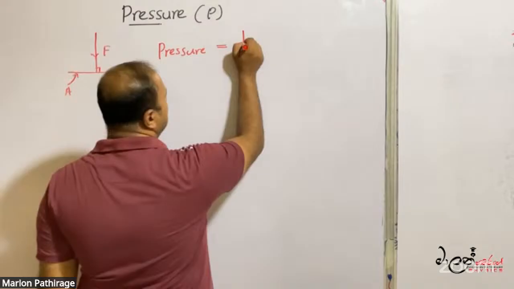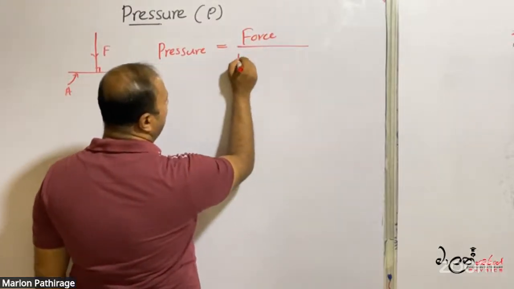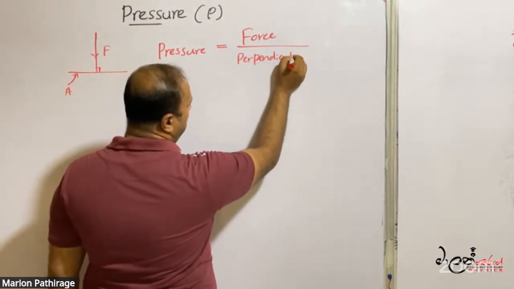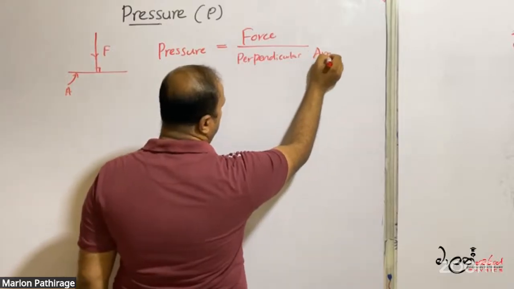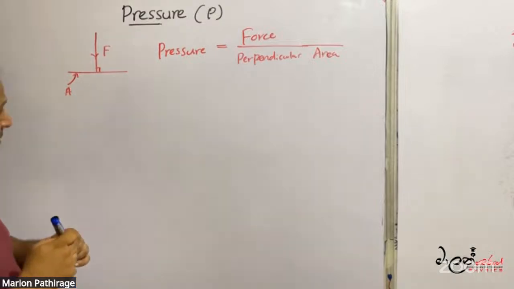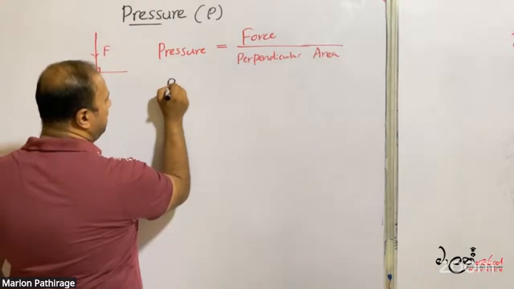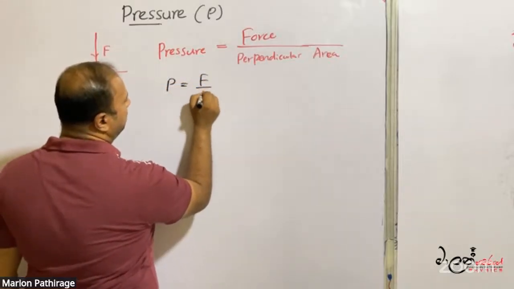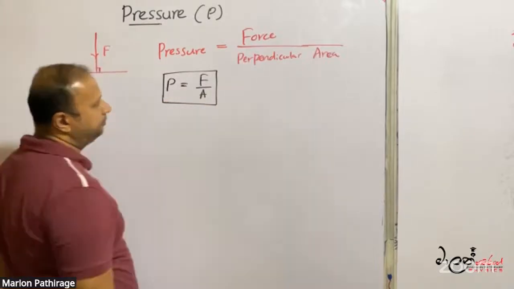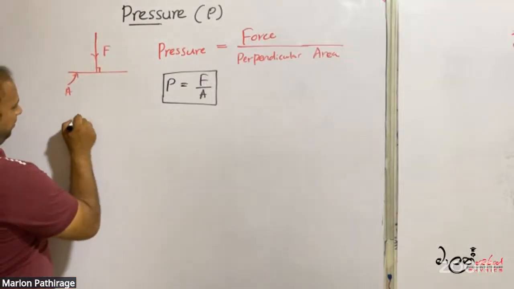The force over perpendicular area. This is the definition of pressure. Therefore, P is equal to F over A. So what are the units of pressure?